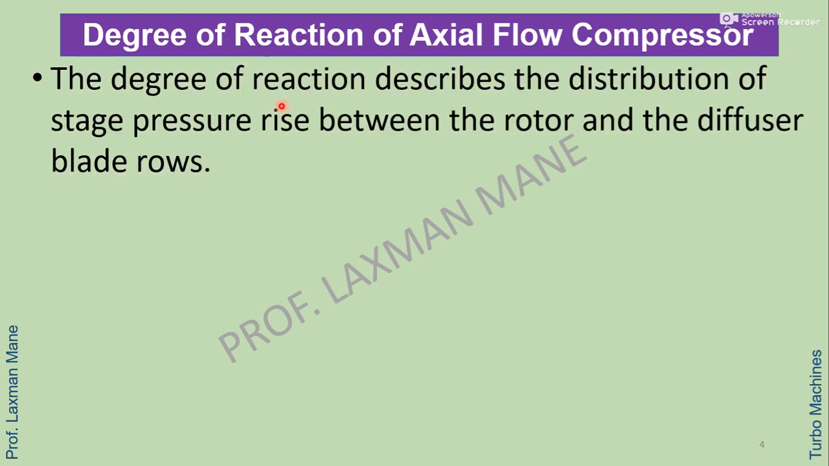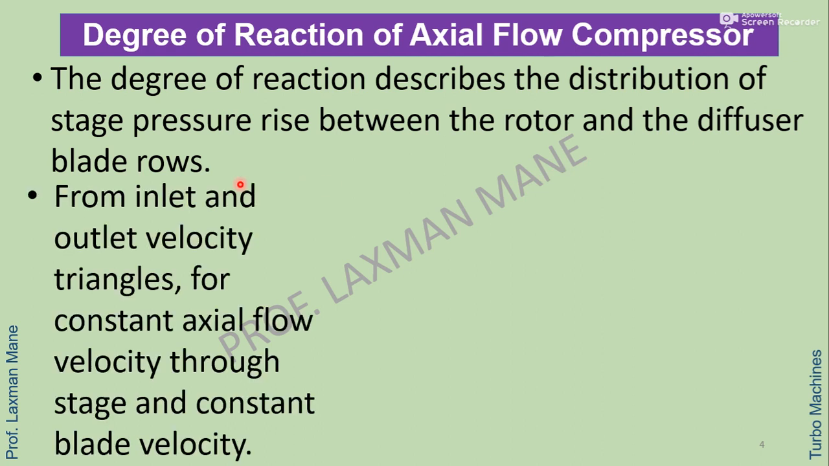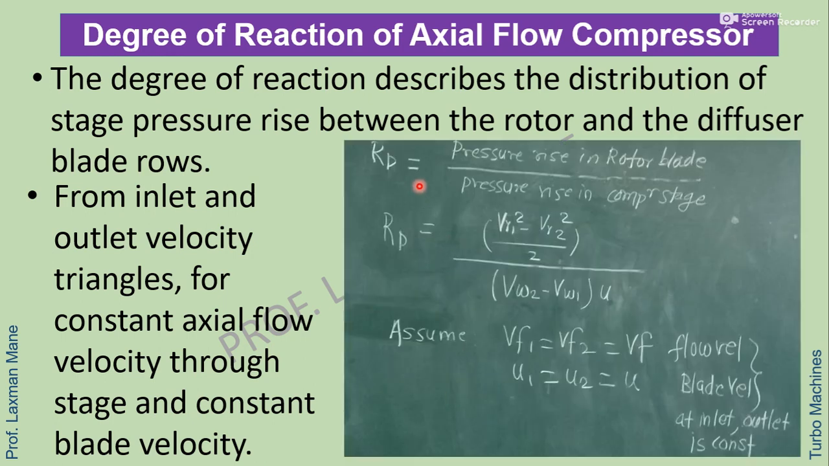The degree of reaction describes the distribution of stage pressure rise between the rotor and the diffuser blade rows. From inlet and outlet velocity triangles for constant axial flow velocity through stage and constant blade velocity, we can write the equation for degree of reaction, meaning the ratio of pressure rise in rotor blade to pressure rise in compressor stage.